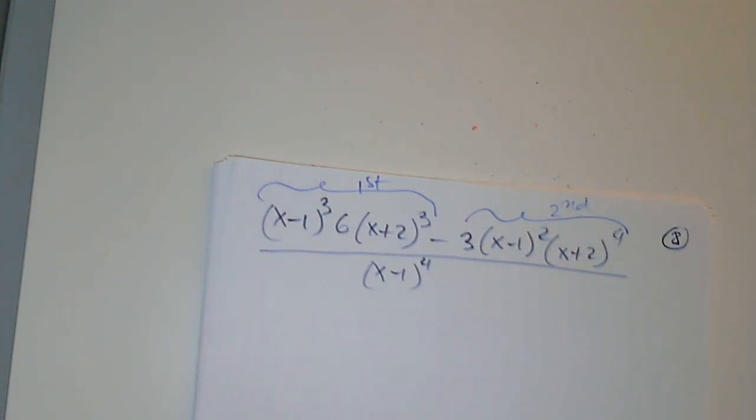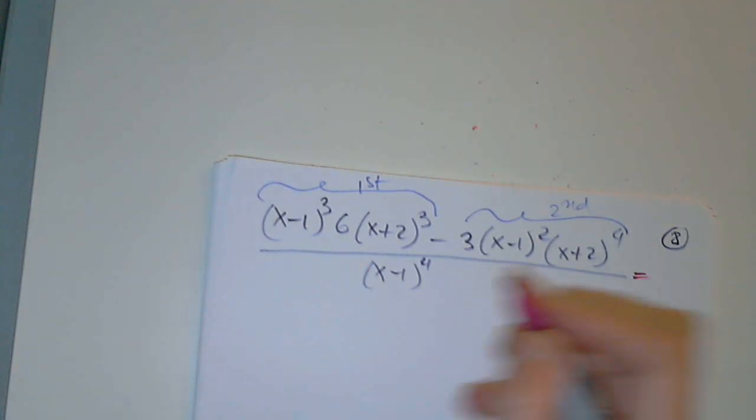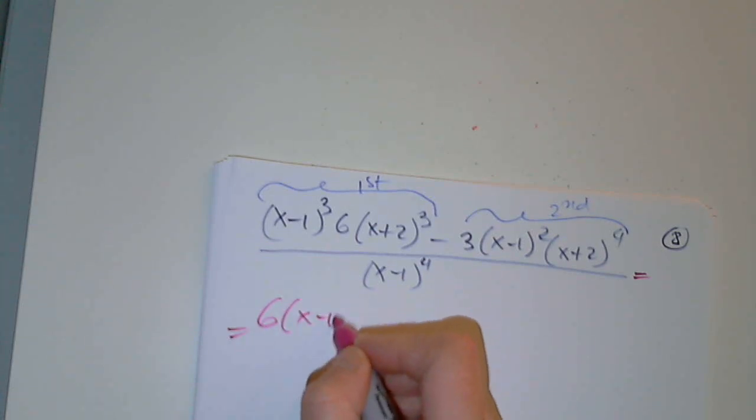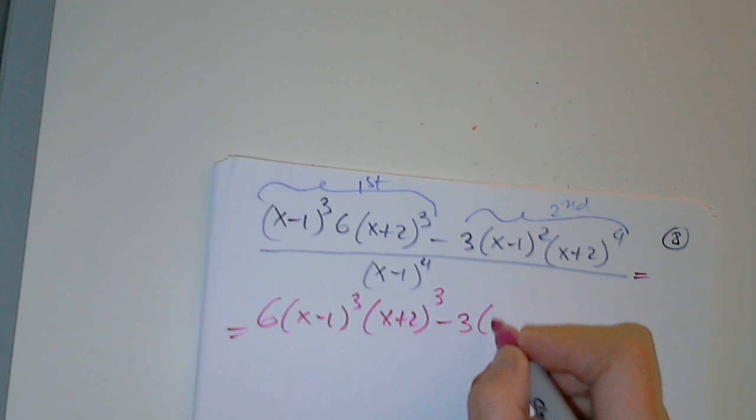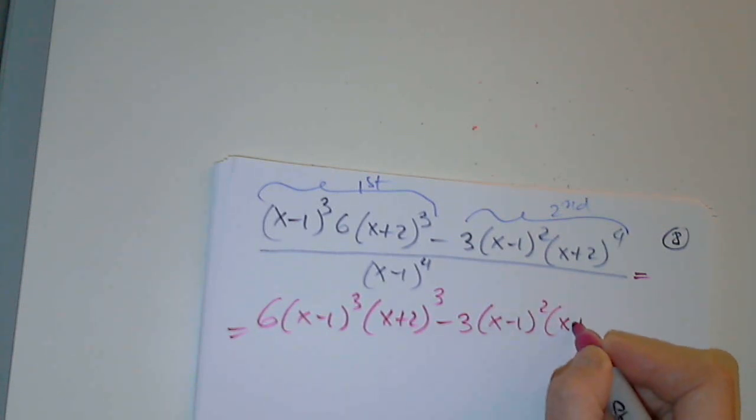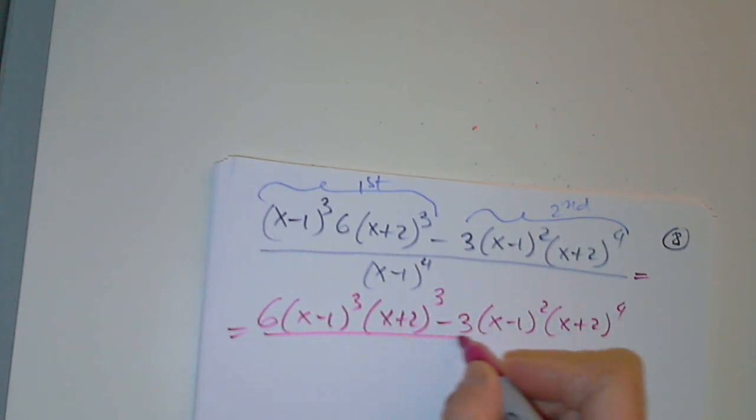Absolutely. The first term has 3 factors. Well, more than 3 if we consider the power, but 3 different factors. The second one has 3 different factors. And I will rearrange the first one because I don't like this factor of 6 right there in between, squeezed between those two. So I'm going to rearrange it as write 6, x minus 1 cubed, x plus 2 to the third, minus 3, x minus 1 squared, and x plus 2 to the fourth.